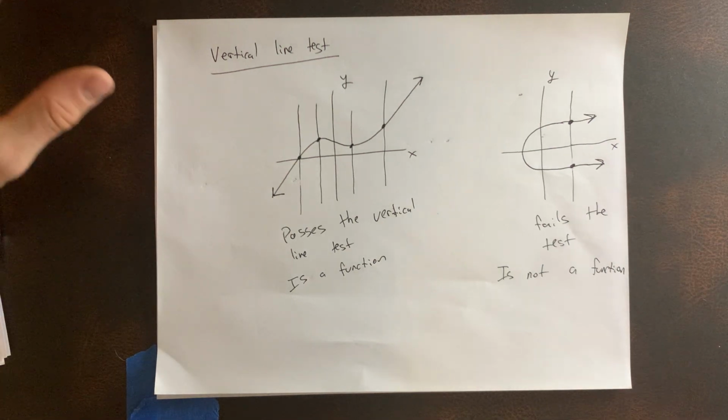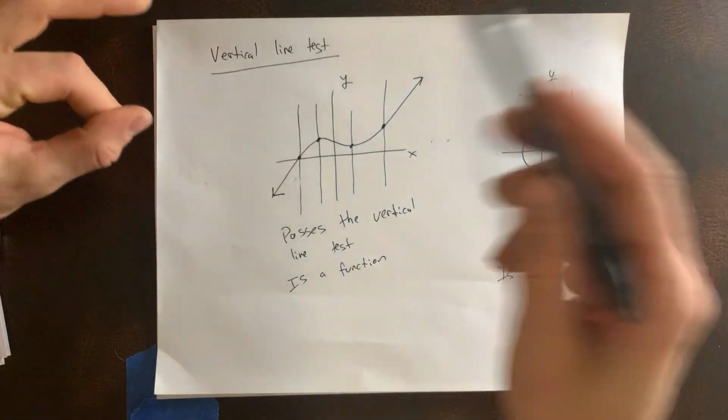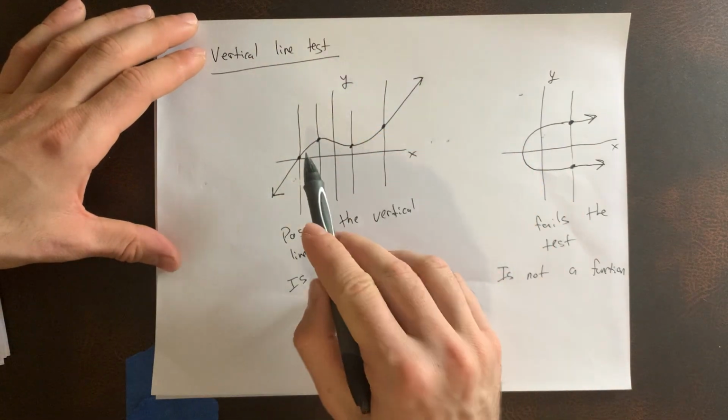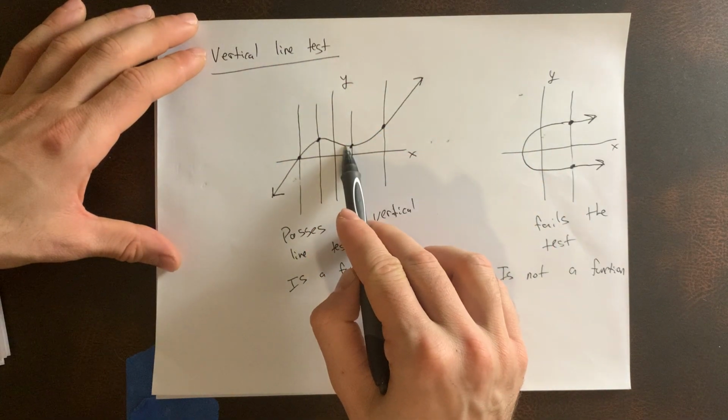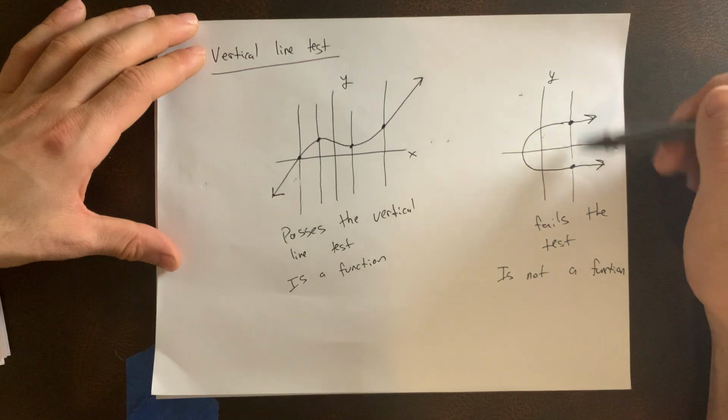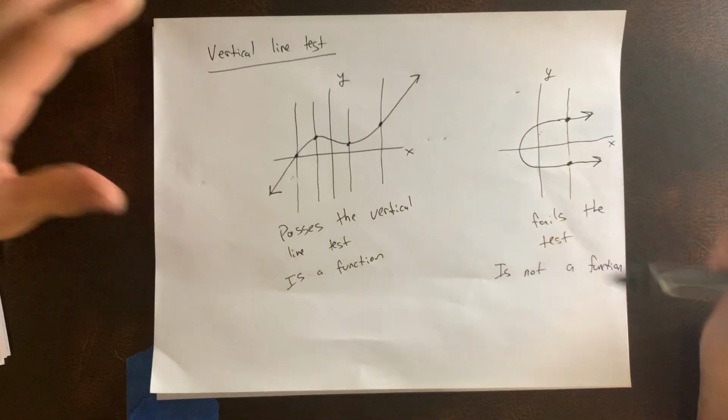So really, I think that's all that you guys need to know about this. It's really nothing special. You have a graph. If you draw vertical lines and it touches it in one spot, then the graph is a function. But if you draw a vertical line and it touches it in 2 spots, then the graph is not a function.